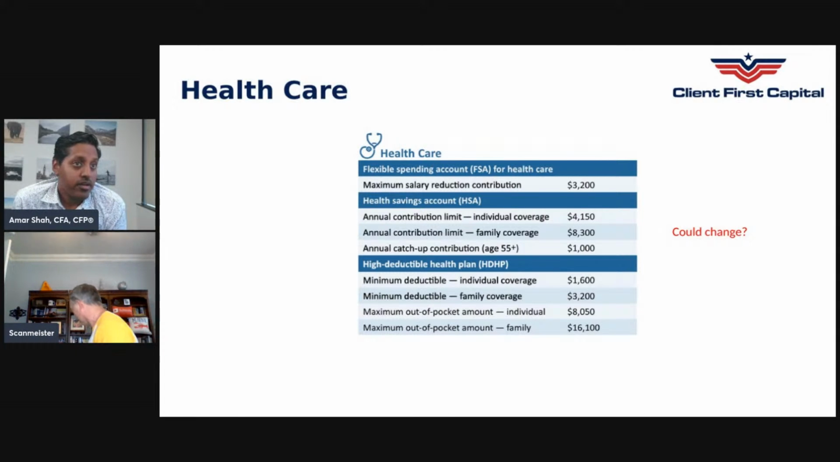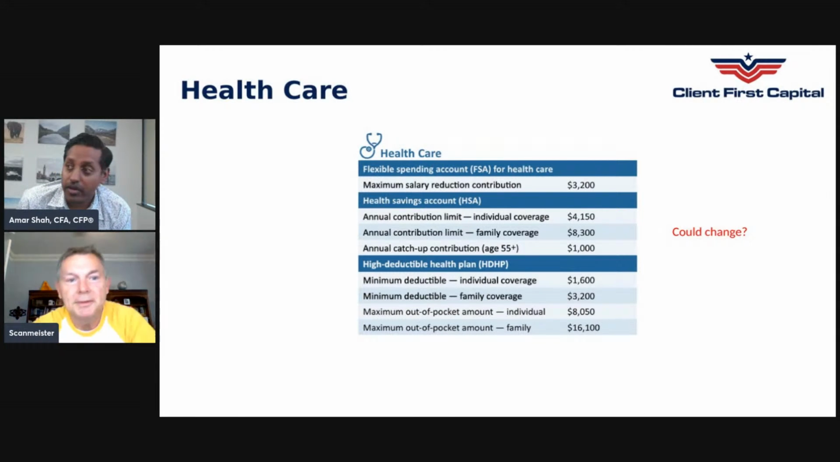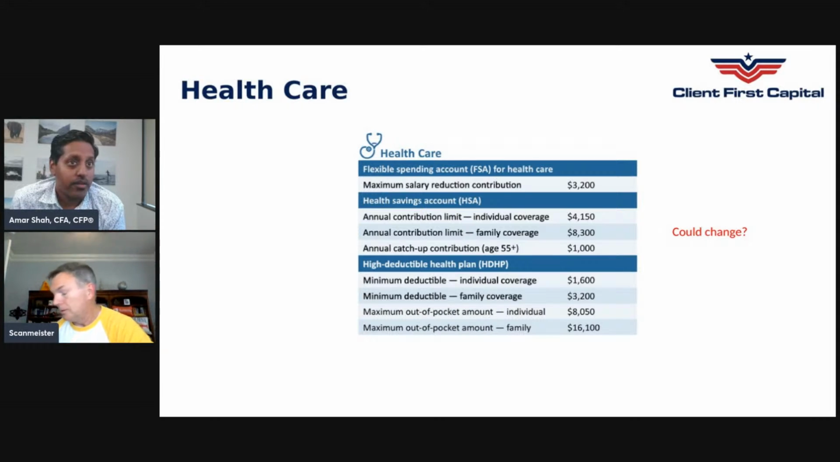Right. Healthcare has a lot of different numbers in here. A lot of these do get adjusted, right? So if anything, I think all these numbers would go up in terms of how much you can contribute to an FSA, HSA. These numbers tend to stay inflation adjusted and fairly stable.